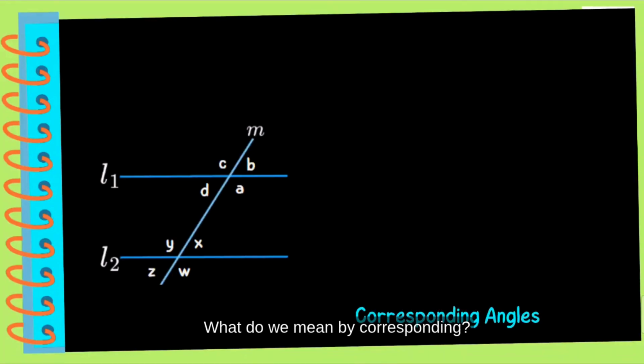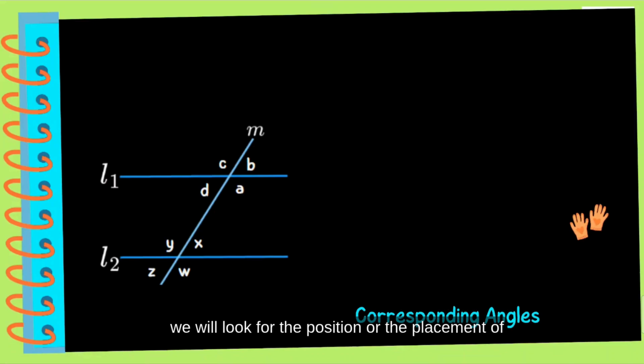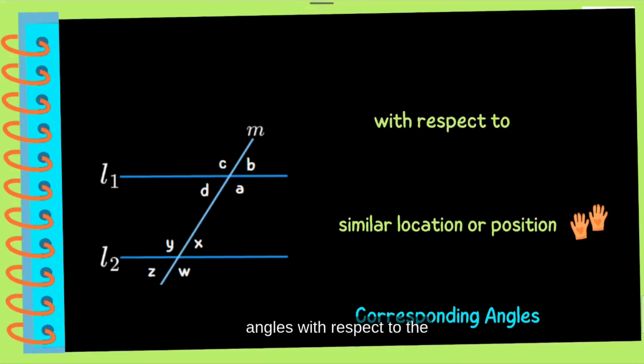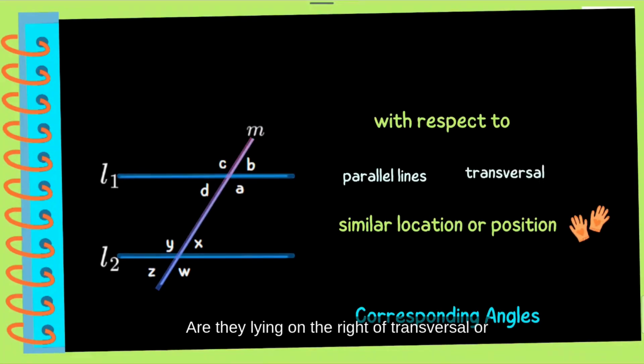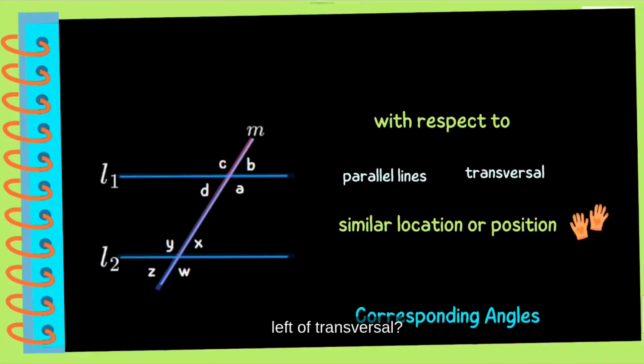What do we mean by corresponding? Think of it like a matching pair of gloves. They may be on different hands, but they are identical in shape and position. Similarly in math, and specifically in the angles that are formed by the intersection of parallel and intersecting lines, we will look for the position or the placement of angles with respect to the two parallel lines and the intersecting line, that is the transversal. So we'll be looking at whether the angles are lying on the parallel line or under the parallel line. Are they lying on the right of the transversal or the left of the transversal?